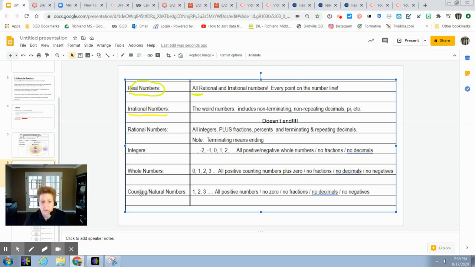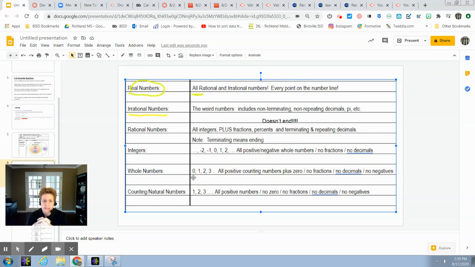I'm going to do the rational numbers starting from the bottom. The small section inside is your counting numbers or your natural numbers. That's 1, 2, 3, all the way up. There's no zero, no fractions, no decimals, no negatives. The next step is the whole numbers, which is all the counting numbers plus zero. So you have all the same numbers as the natural numbers plus the number zero.